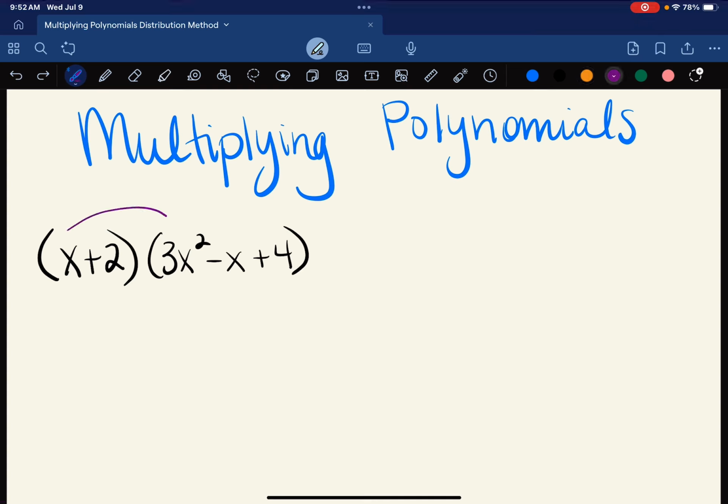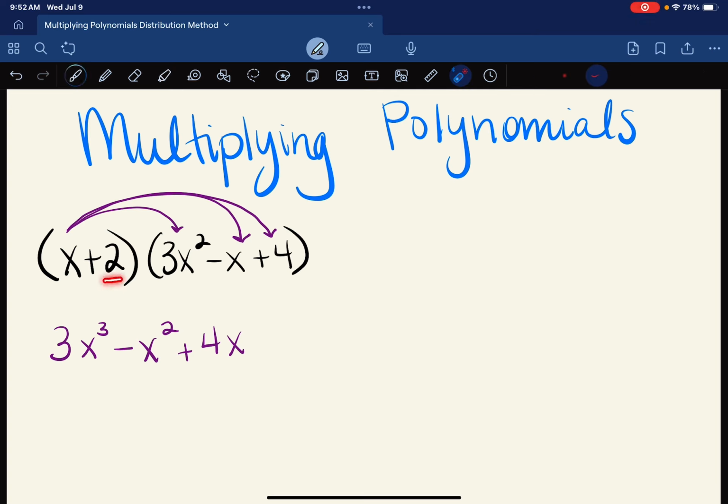We have x times 3x squared, which gives us 3x cubed. Then we have x times our minus x, which gives us minus x squared. And then we have our x times our plus 4, which gives us plus 4x. So that took care of the first term in our binomial. Now we need to take care of this second term, this 2.